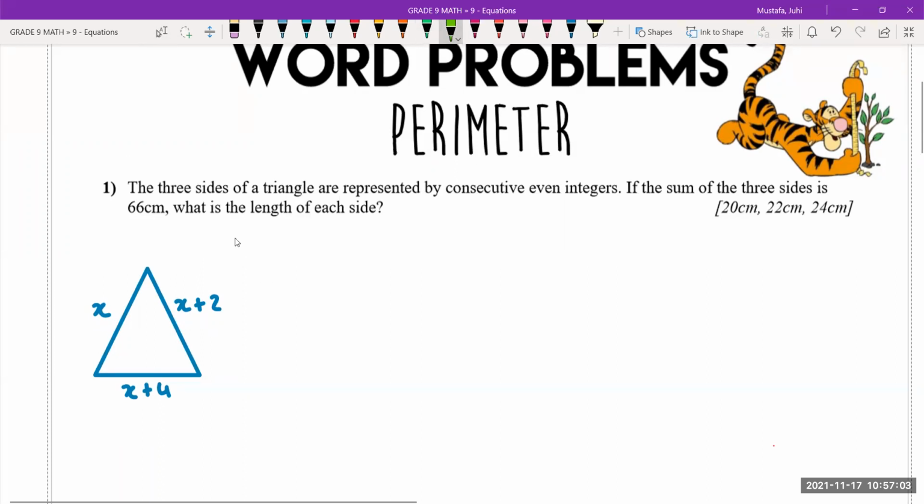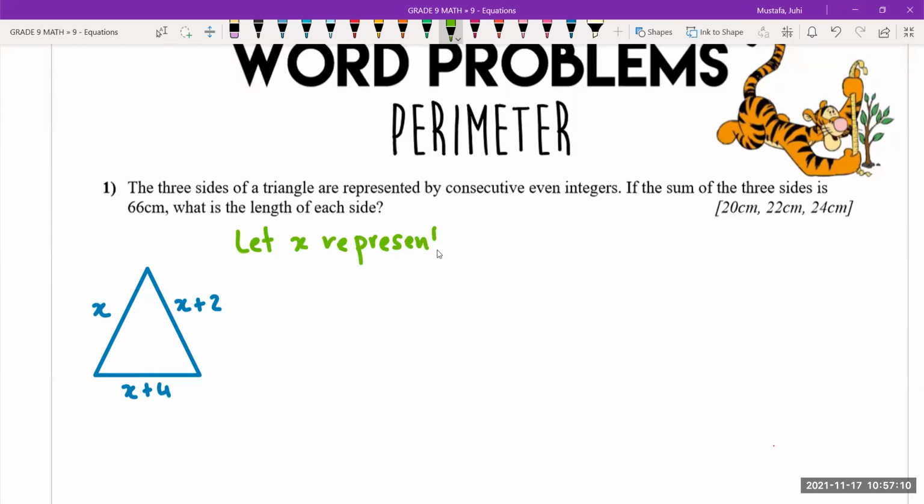Okay, let's keep going. We're going to have a let statement, so we're going to say let x represent. Does x represent the smallest side length, the middle side length, or the largest? The smallest length.